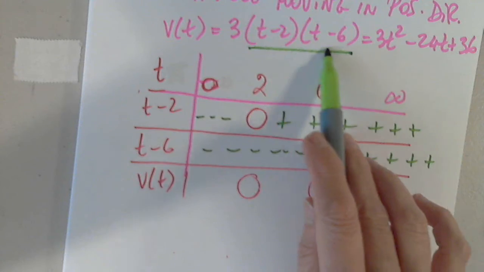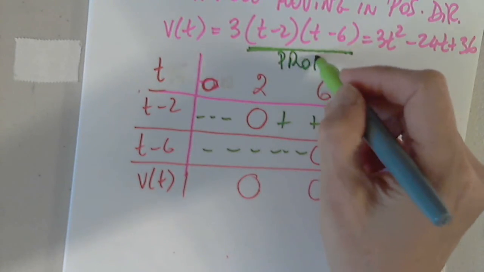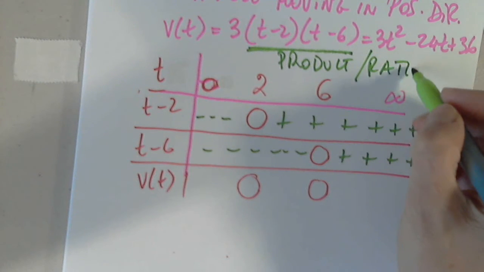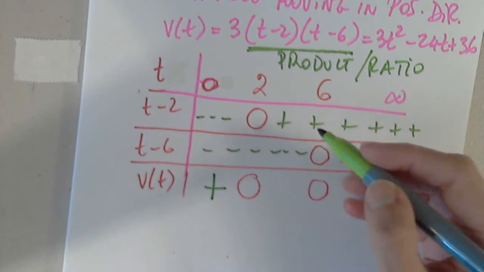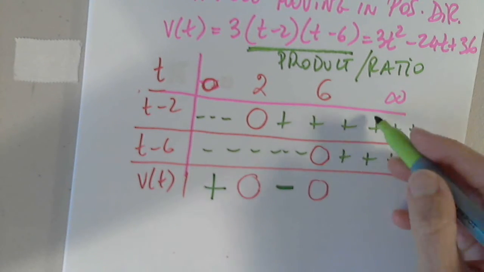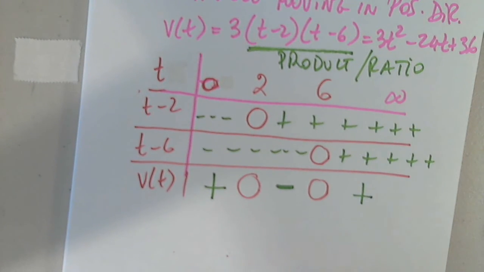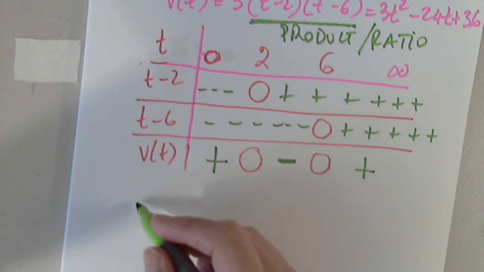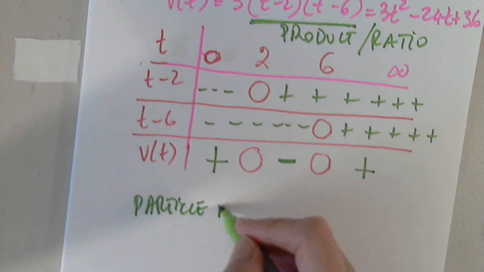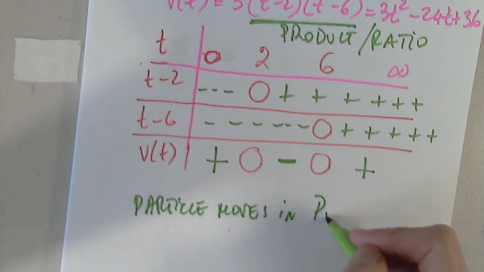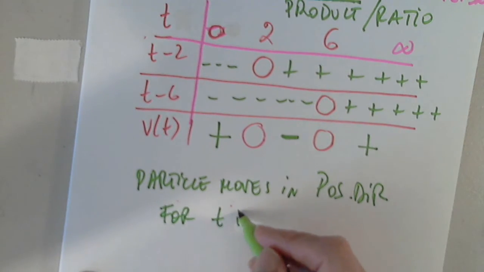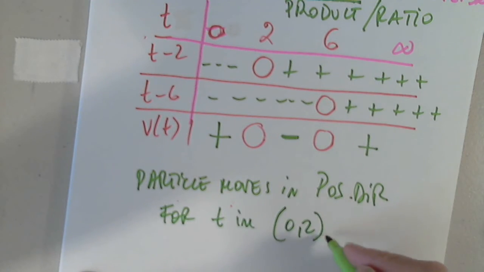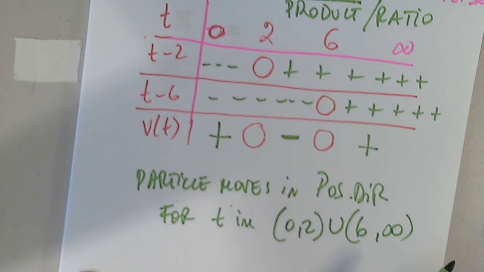So now this is a product. If it's not a product or a ratio, I cannot use this table. If I don't have 0 on one side, I cannot use the table, of course. So when I multiply two negatives, I get a positive. When I multiply a negative by a positive, I get a negative, and then positive. So I can say that the particle moves in positive direction for time in the interval 0 to 2, union 6 to infinity.